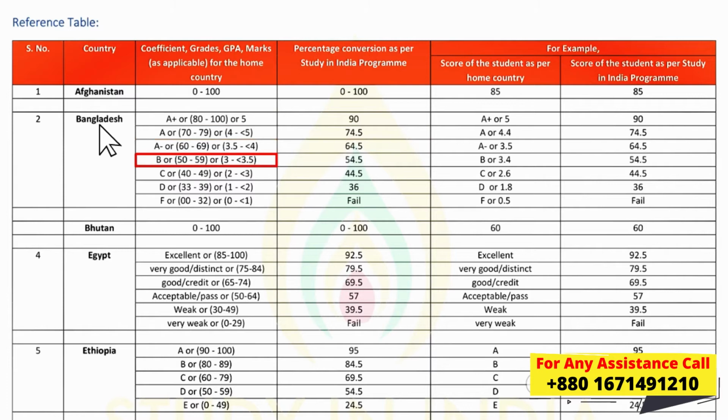If you get B or between 50 and 59 or 3 and above but less than 3.5 pointers on GPA, then your marks will be equivalent to 54.5%. It's as simple as that. However, let's take another example to make it more clear.